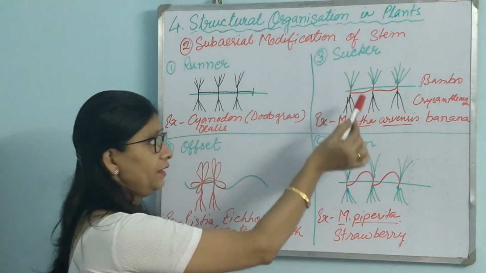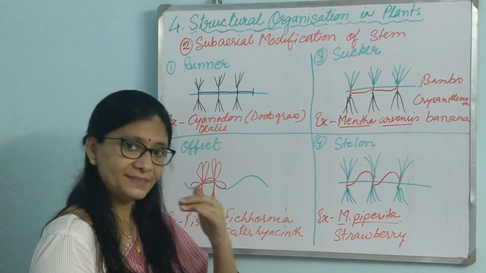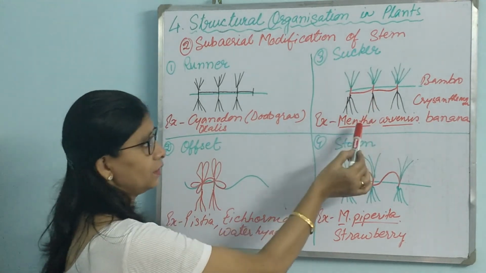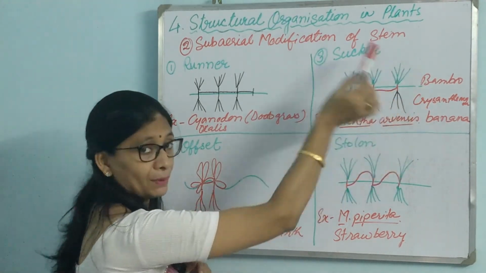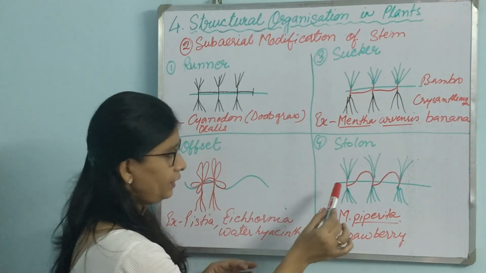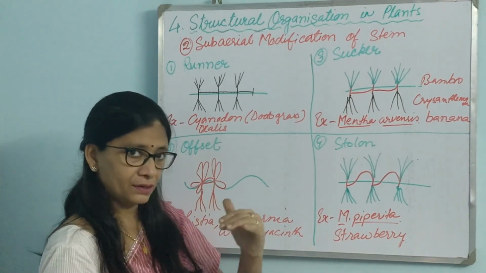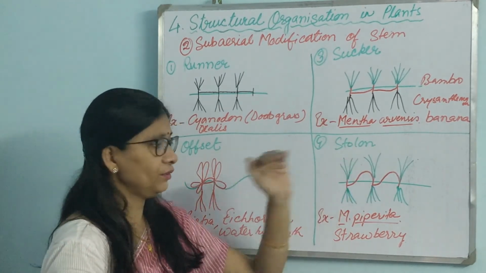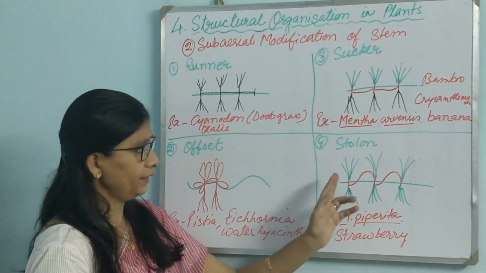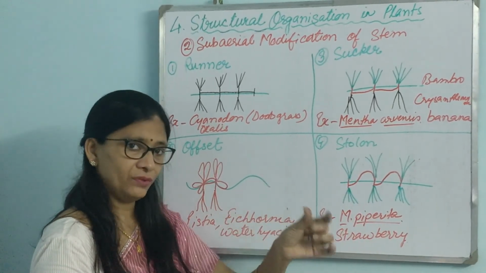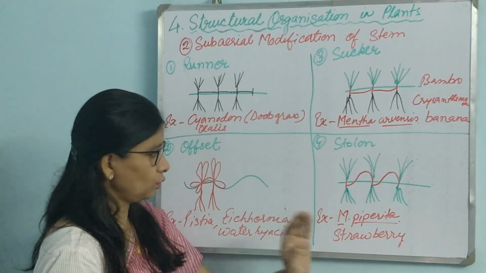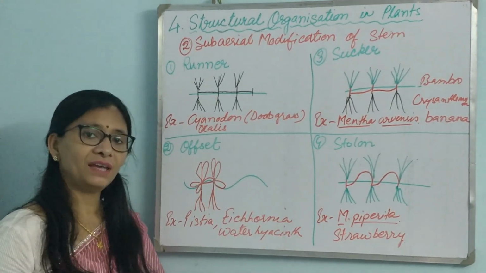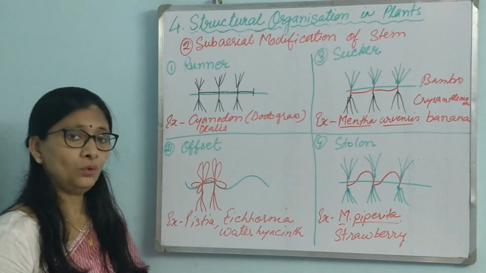Then we have sucker, in which the propagating stem is underground. We cannot see it from the top. And example is mentha arvensis, banana, chrysanthemum, bamboo. Stolon, we have the underground stem part comes out, goes above the ground, turns obliquely and hits the soil and gives rise to another plant. So here we see the connecting branch very prominently. So this is stolon. Example is strawberry and mentha piperita. So this is subaerial modification of stem, and next we shall do aerial modification.